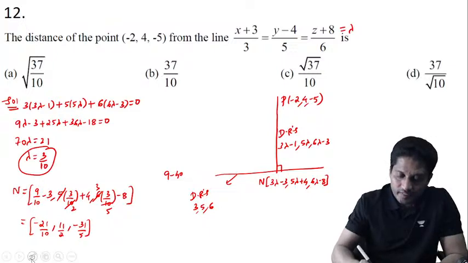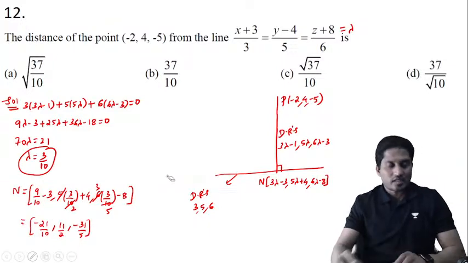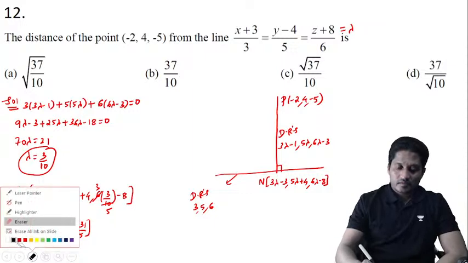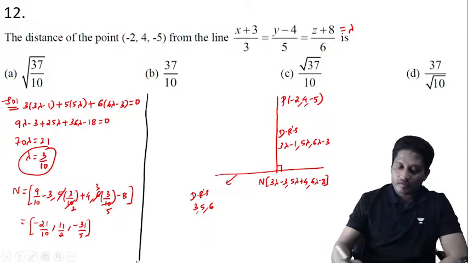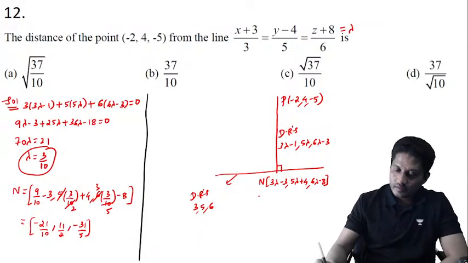This is the foot of the perpendicular. Now he's asking what's the distance. Right, now distance is equal to, let me substitute this point. So N will be equal to minus 21 by 10, and then 11 by 2, minus 31 by 5.